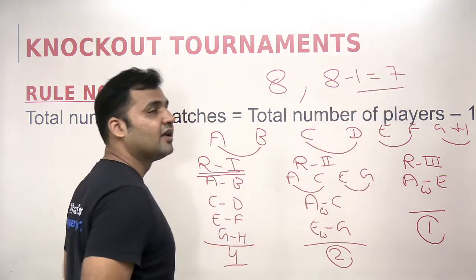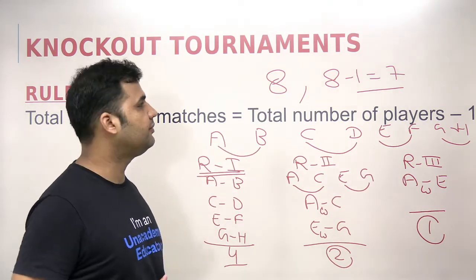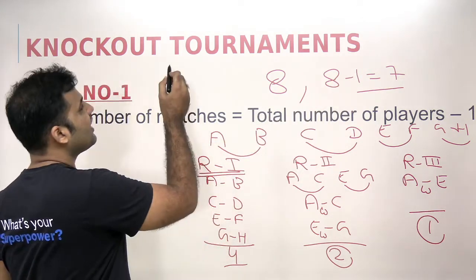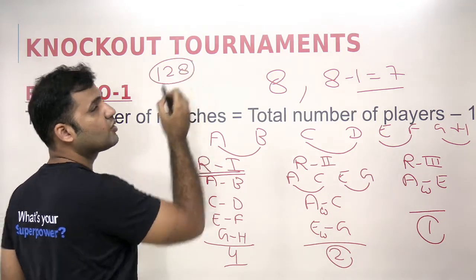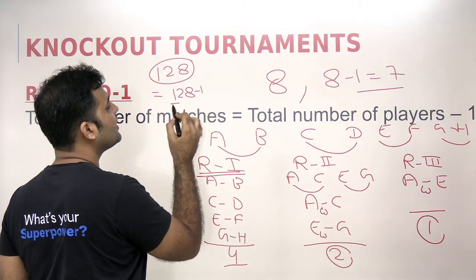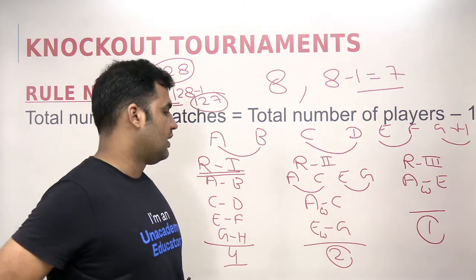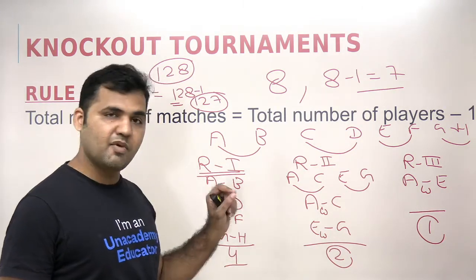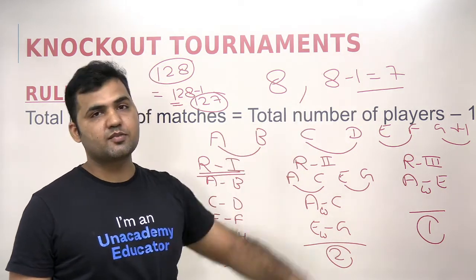Will it be true for all? Yes, it will be true for all. If I change the value from 8 to 16, then the number of matches will be 15, right? Let's say in a tournament, the total number of players is 128. So what will be the total number of matches? It will be 128 minus 1, that is 127. So 127 will be the answer. All right, so this is the first concept, rule number 1: the total number of matches is equal to total number of players minus 1.